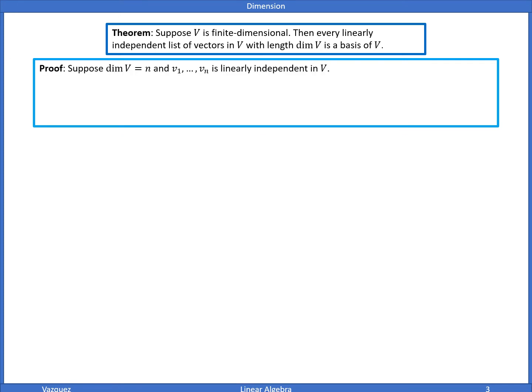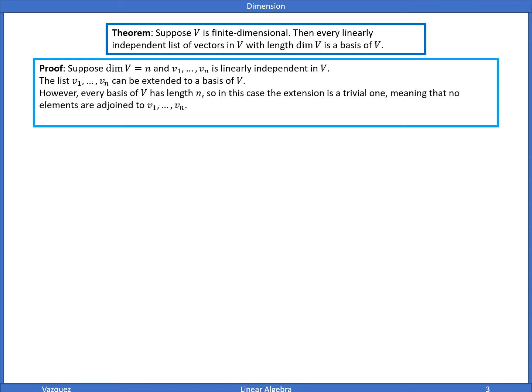So we're going to suppose the dimension of V is equal to n, and these vectors, V1 to Vn, are linearly independent in V. Well, this list can be extended to a basis of V, as we saw in a theorem from the last lecture. However, every basis of V has length n. So in this case, the extension is a trivial one. What does that mean? Well, no elements are added to this list. In other words, V1 to Vn is already a basis of V, and we have our proof.